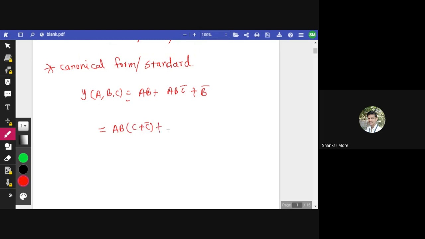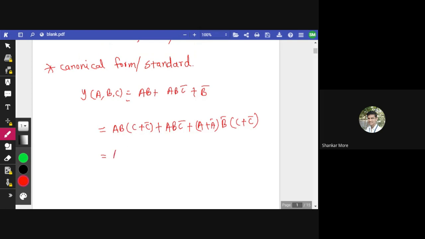Then after that, ABC bar should be as it is. We don't do anything with it. Then we have to add A and C terms. So write it as A plus A bar into B bar, and lastly we have to write C plus C bar. Okay, so that is being said. Now we have to expand this.